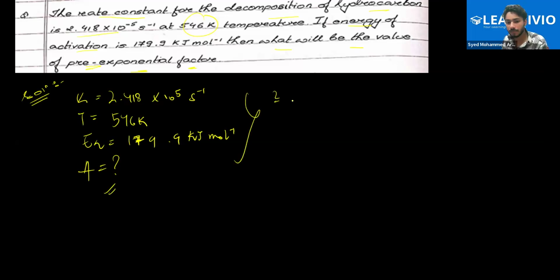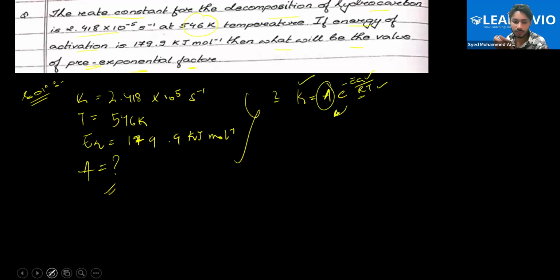So the formula that I am having is k equals A e to the power of minus Ea upon RT. This is the formula. Here k is given to me, and e I know is the exponential factor, and this is the power. Activation energy is also given to me, temperature is given to me, R I know that it is the constant, so I know the value of R also. I have to find just the pre-exponential factor. So A is the one that is asked to me.